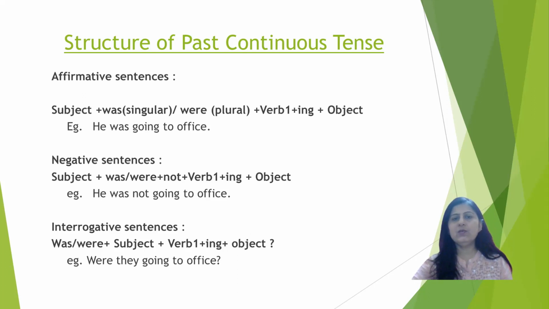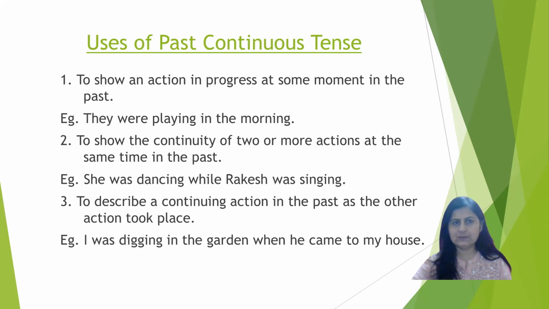Now let us see where to use past continuous tense. It is used to show an action in progress, as continuous means in progress, but it was in progress at some point in the past. Like, they were playing in the morning. The work was in progress in the morning, in the past, not right now. So here we will use past continuous tense.